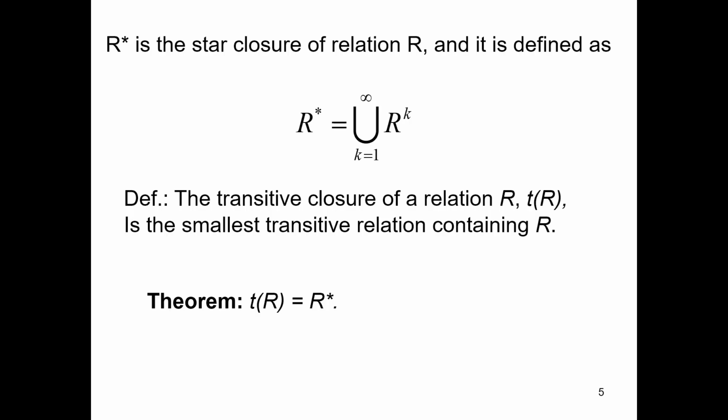So R star or R infinity is the star closure, also called R infinity. I'm emphasizing this point: R infinity and R star are both the notation for the same thing. So R star or R infinity or connectivity relation is the star closure of relation R, and it is defined as the transitive closure of a relation. So the transitive closure of a relation R is the smallest transitive relation containing R. So TR is the transitive closure, and it is the same as R raised to infinity.